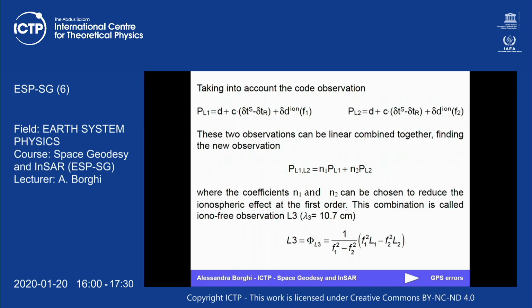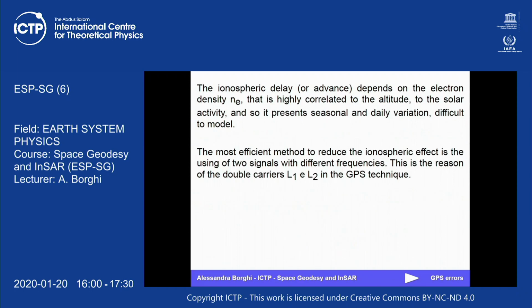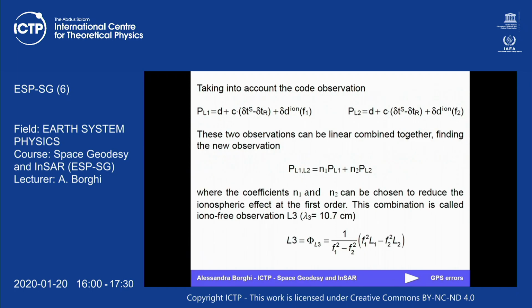By the way, why the two frequencies? Yes, we are going to see. Because we can reduce this error at first order. For instance, using a code observation, the pseudorange, we have the geometric distance that we are going to measure, corrected for the clock biases and for the ionosphere. We have it for L1 and for L2. We can write two equations.